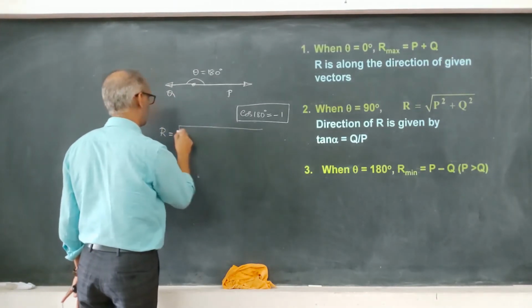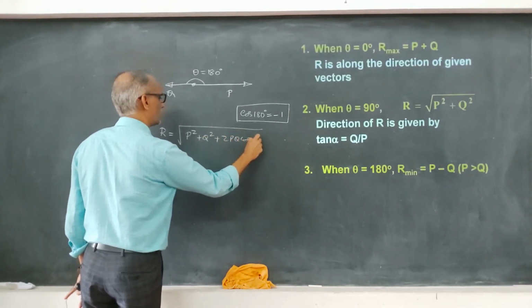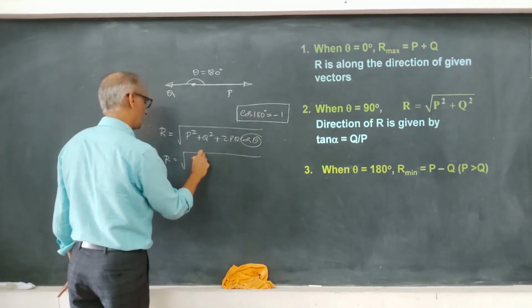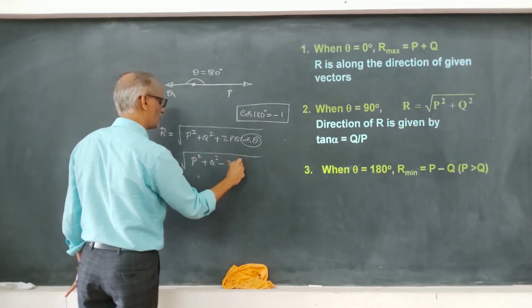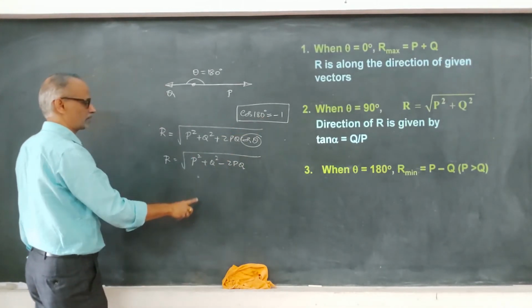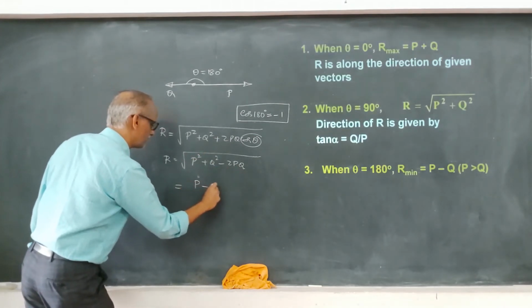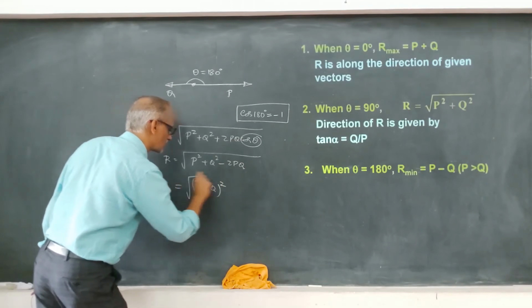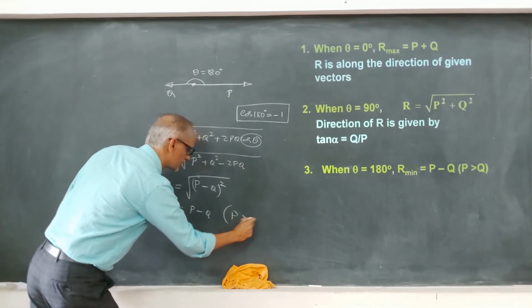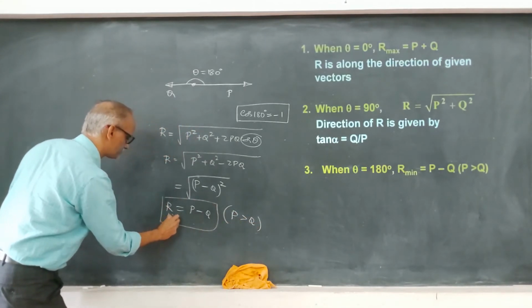Now what is the formula for resultant? R is equal to general formula root of p square plus q square plus 2pq cos theta. What is cos 180? Minus 1. So what do you get? R is equal to root of p square plus q square minus 2pq. That is what you are going to get. Minus because of this. Now what is this equal to? This is of the format a square plus b square minus 2ab, which is p minus q the whole square with the square root. How much is that? It's p minus q, with the assumption that p is greater than q. So we get minimum resultant, R minimum.